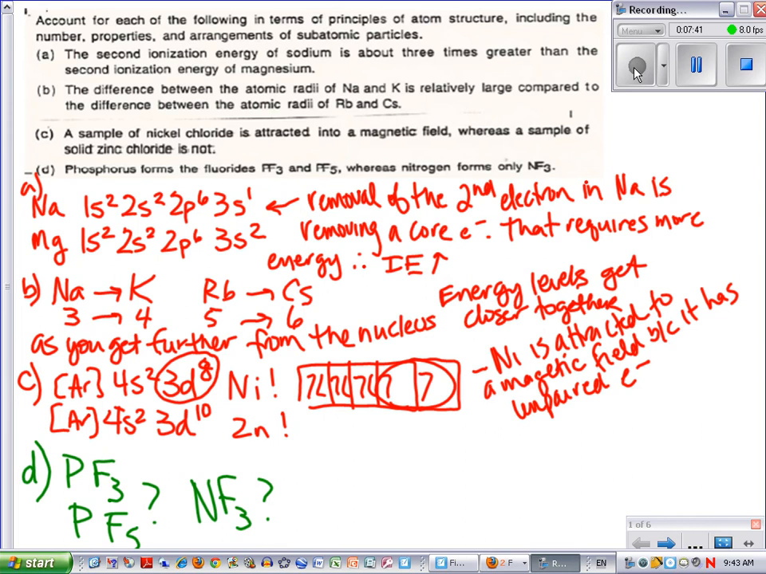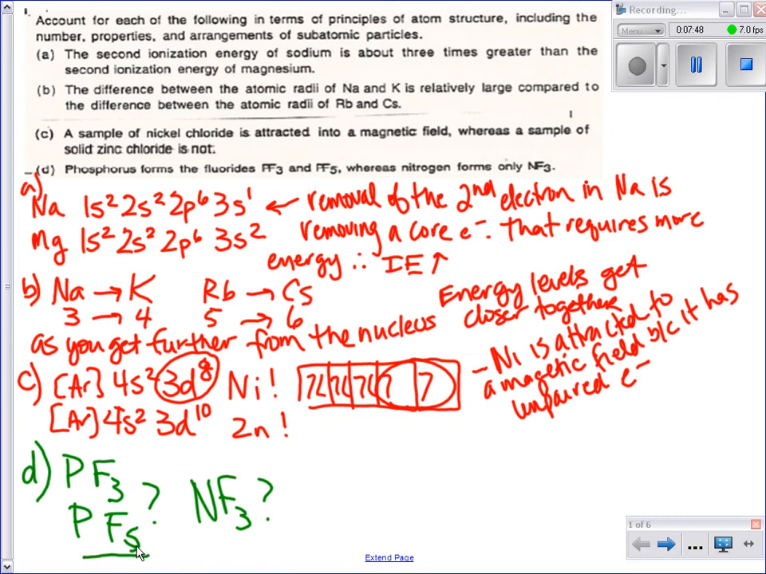If you have 5 things attached to the central atom, you have to have an expanded octet, because normally the valence maximum is 8 electrons. So this P has the capability of expanding its octet. Nitrogen, because that's the only thing it can make there, obviously does not have that capability. The question is why? And you did this in pre-AP.